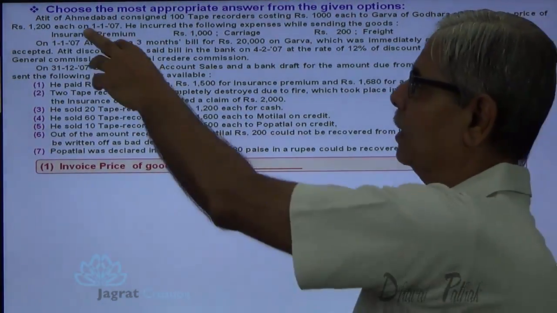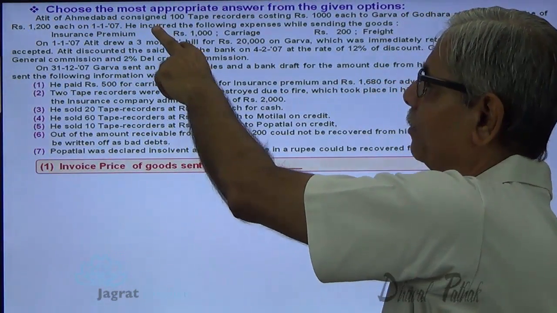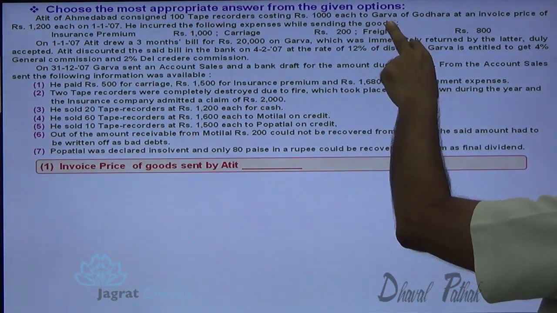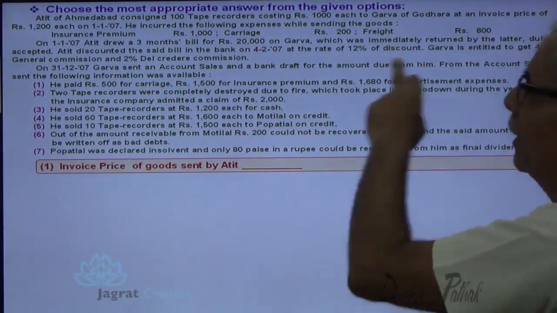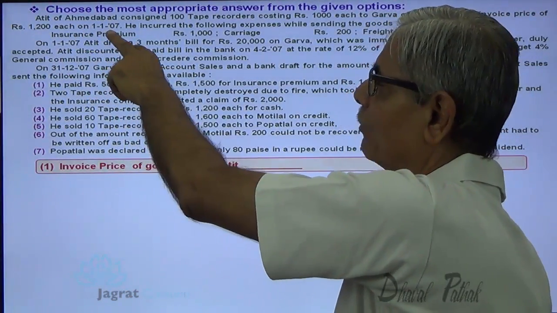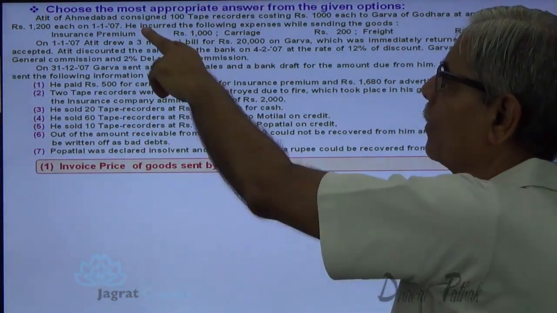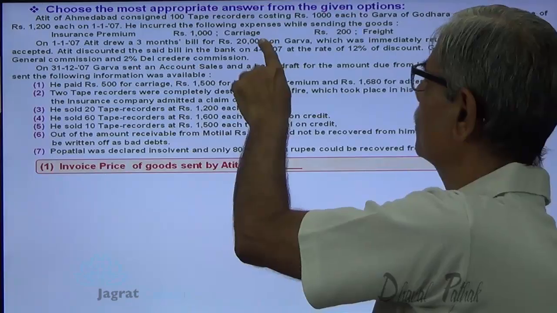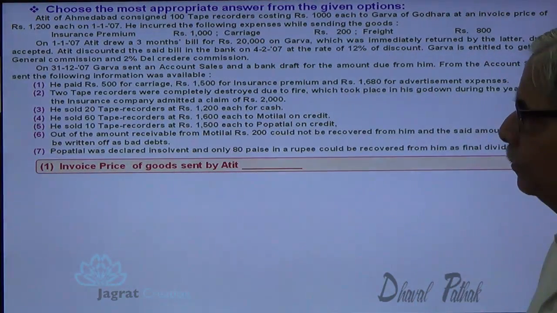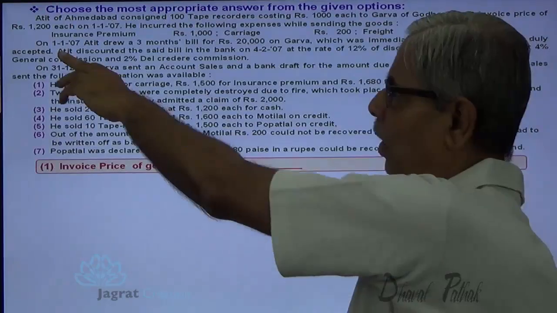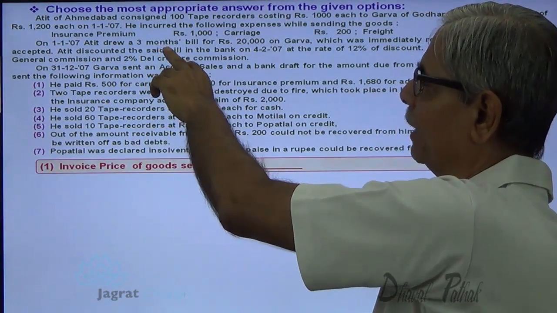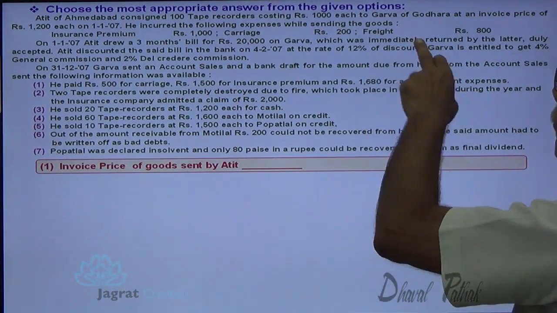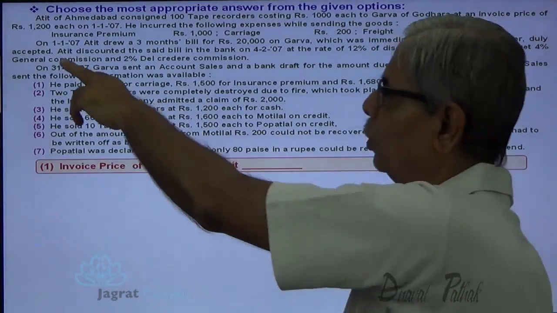Atit of Ahmedabad consigned 100 tape recorders costing 1,000 each to Gaurav of Godhra at an invoice price of 1,200 each on 1st of January 2007. He incurred the following expenses while sending the goods. Insurance premium 1,000, carriage 200, freight 800. On 1/1/2007, Atit drew a 3 months bill for rupees 20,000 on Gaurav, which was immediately returned by the latter, duly accepted.